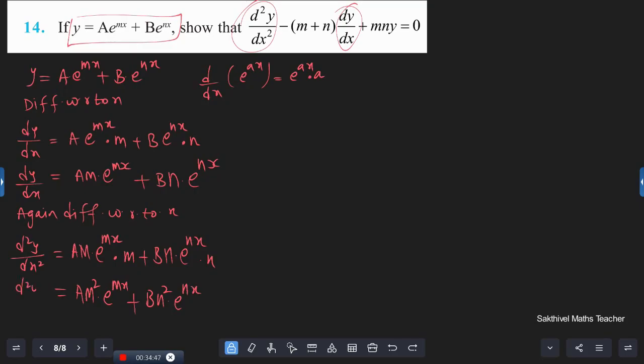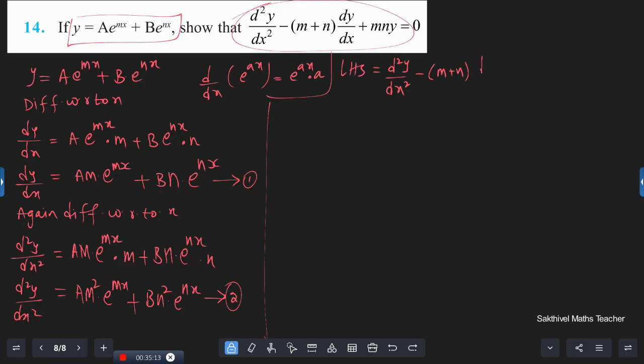See children, directly I am not getting the answer. dy by dx is answer 1, d square y by dx square is answer 2. Take both and substitute in the left hand side of what they expect. The right hand side is 0, which we have to bring. So the left hand side is d square y by dx square minus (m plus n) into dy by dx plus mn into y. After substituting, you make it 0.